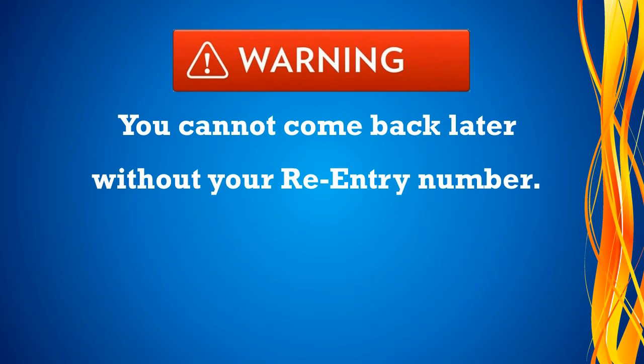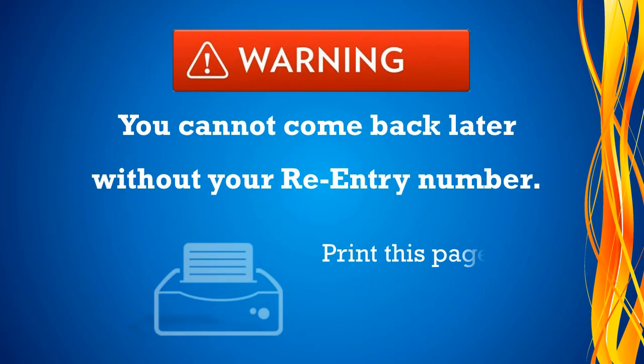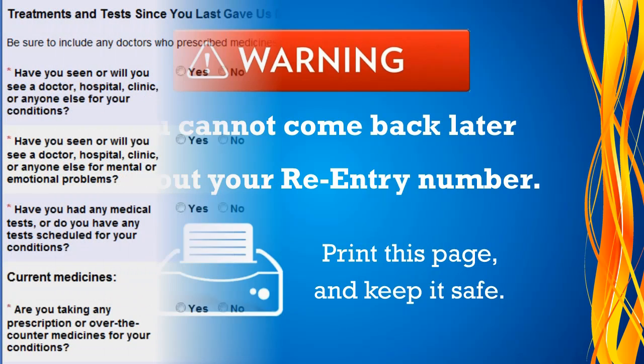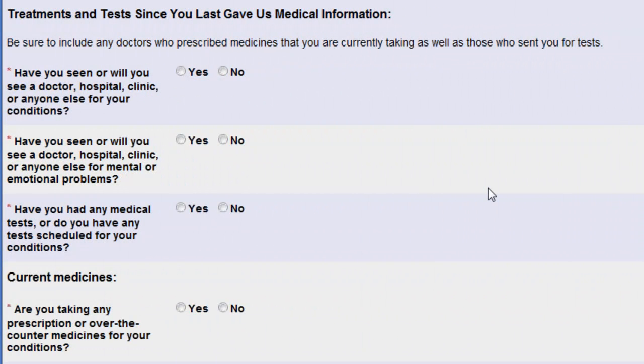You will not be able to return to this appeal without the re-entry number. Print the page or write the number down and put it in a safe place. The next section is about your medical history.